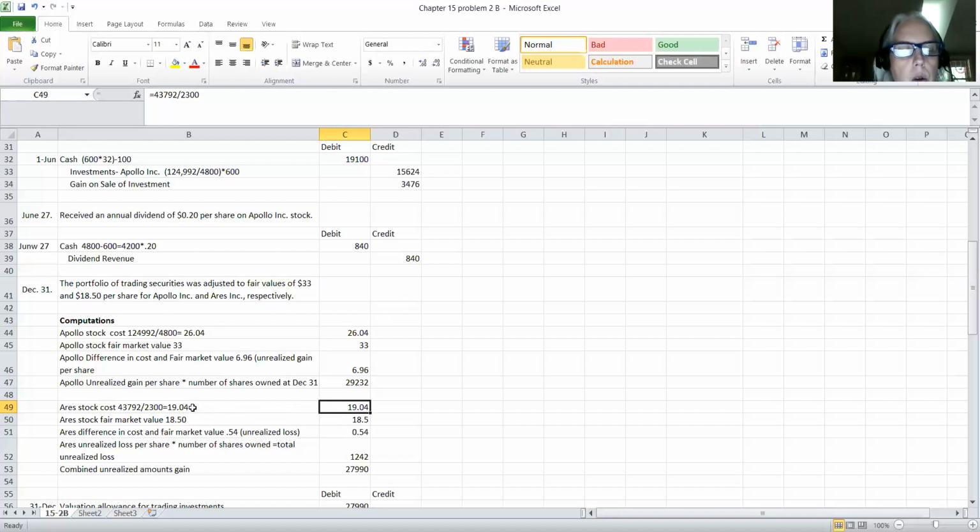So first of all, we need to determine what Air stock cost us. And so we're going to go to the original transaction where we bought the stock for $43,792. We're going to divide it by the number of shares of stock that we purchased to get a cost per share of stock of $19.04.